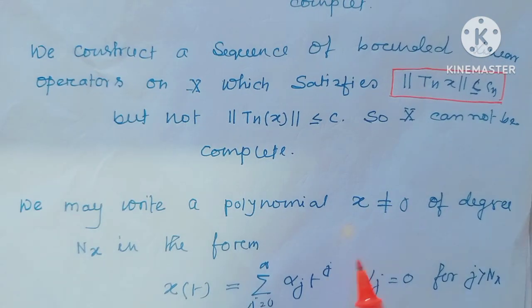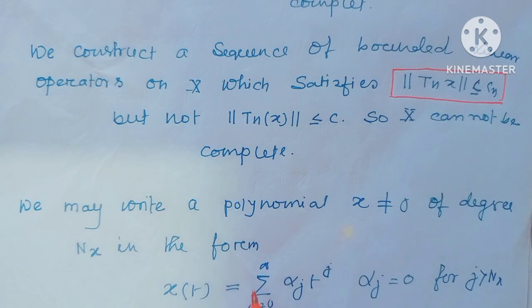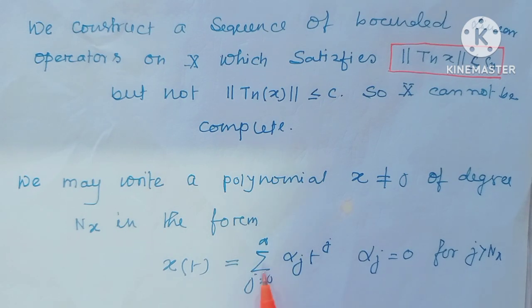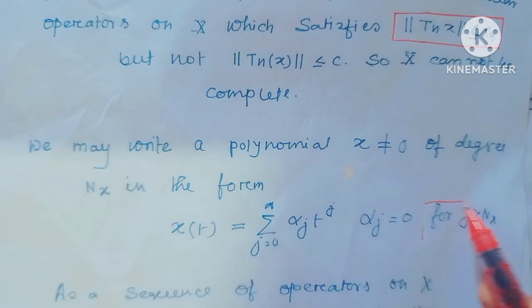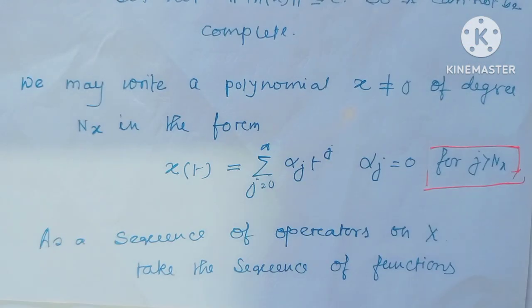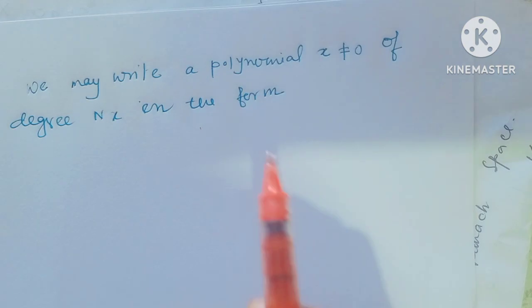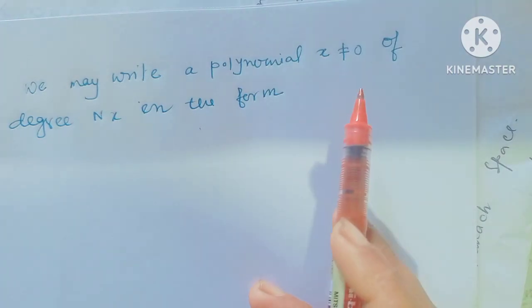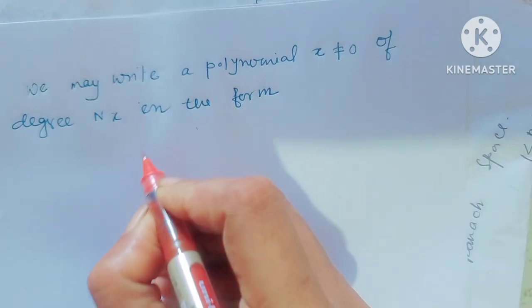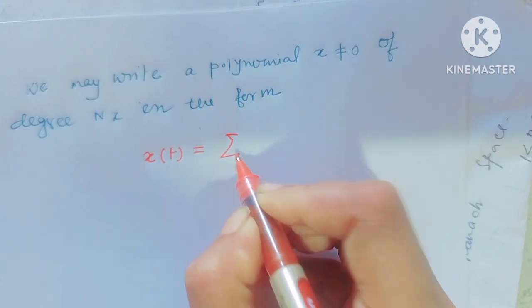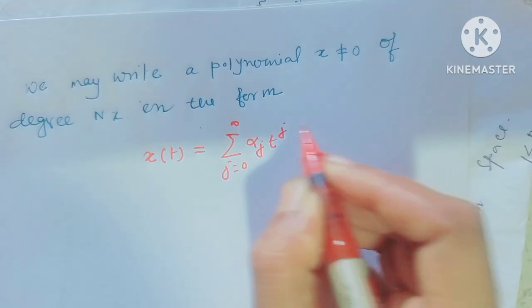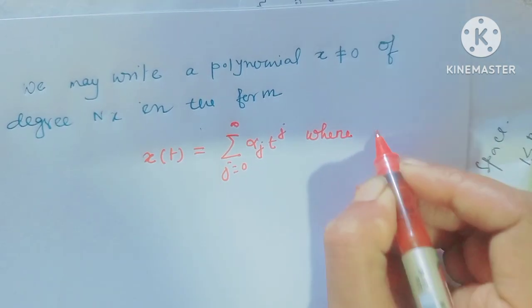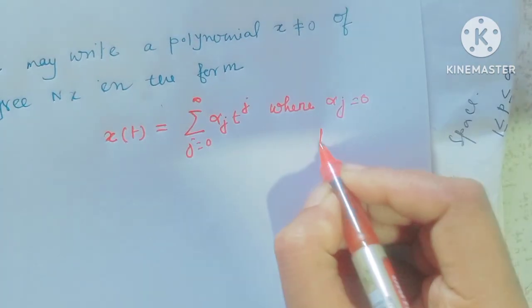Here we may write a polynomial x not equal to 0 of degree nx in the form x(t) equal to summation j equal to 0 to infinity alpha j t to the power j, where alpha j equal to 0 for j greater than nx. This is true for all j.